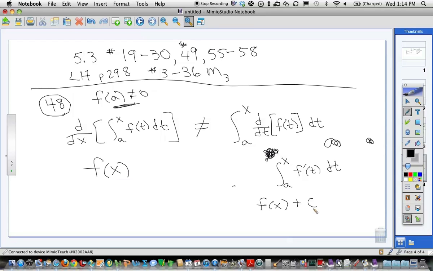It would seem like they would undo each other. They should be the same, but they're not quite the same. Now, that's where this little thing comes in right here: F of a cannot equal 0.